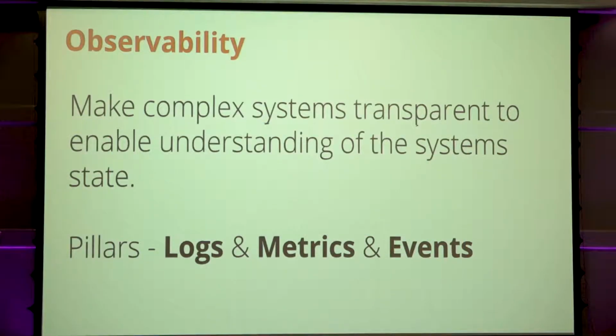So observability is all about making that type of complex system transparent, and to help you as a developer understand the system. What's broken and why is it broken? What's taking a long time to process?